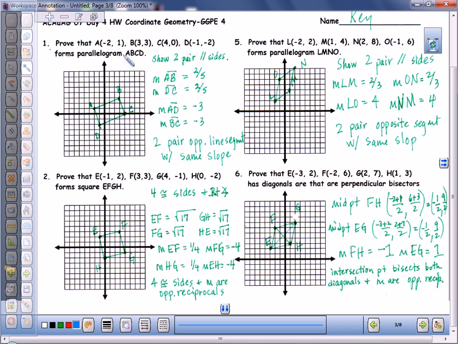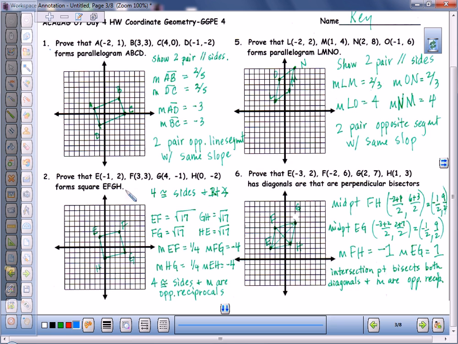Show that it forms a parallelogram. So parallelogram, I have to show 2 pair of parallel sides. So I found the slopes of both those sides. I have 2 pair of opposite line segments with the same slope. Therefore, I have a parallelogram. Does that make sense for number 1?